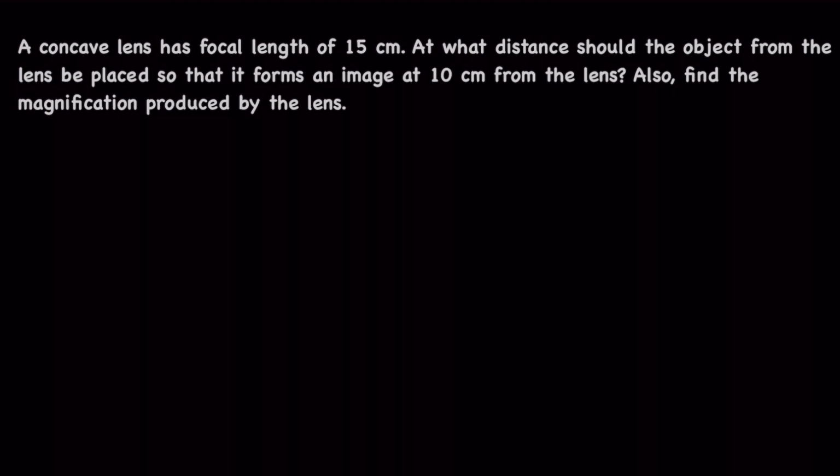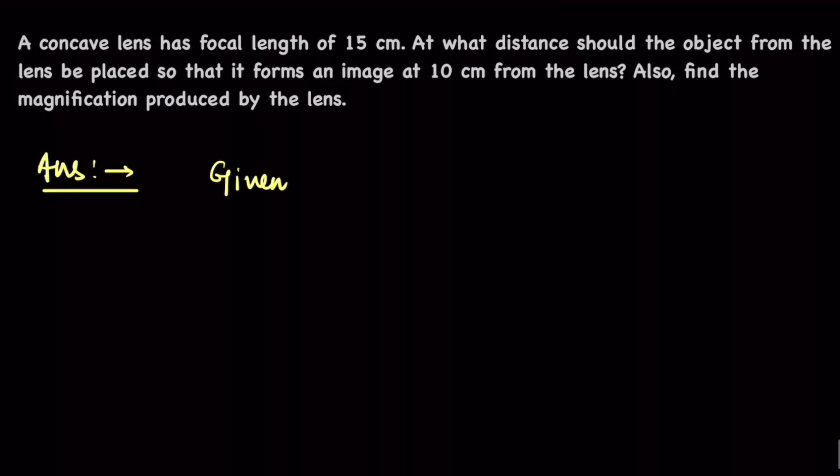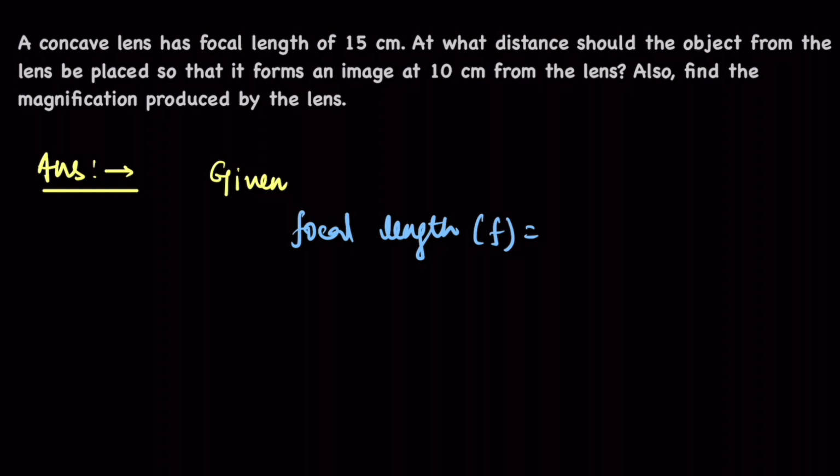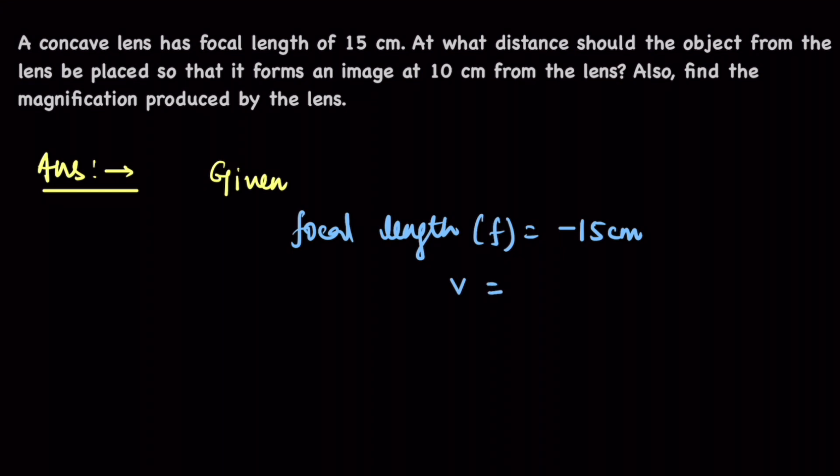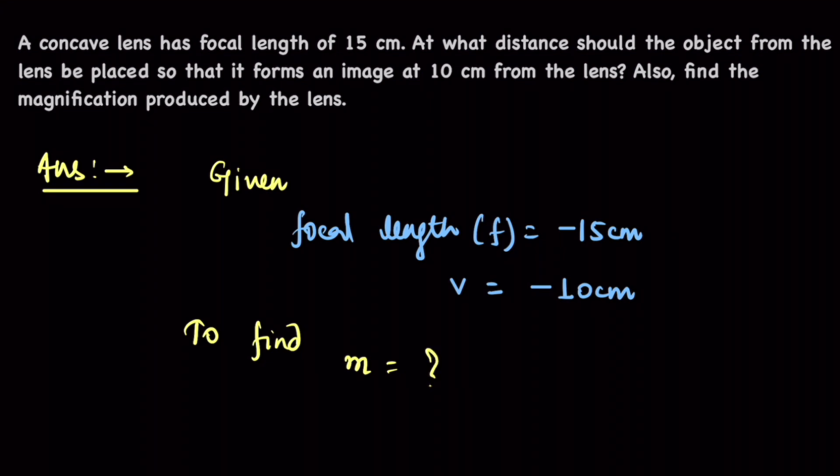So first we write the given values. For concave lens, focal length is negative. V is given as 10 centimeter. So for concave lens, V is always negative, so it is minus 10 centimeter. And what we have to find? Magnification and the value of U.